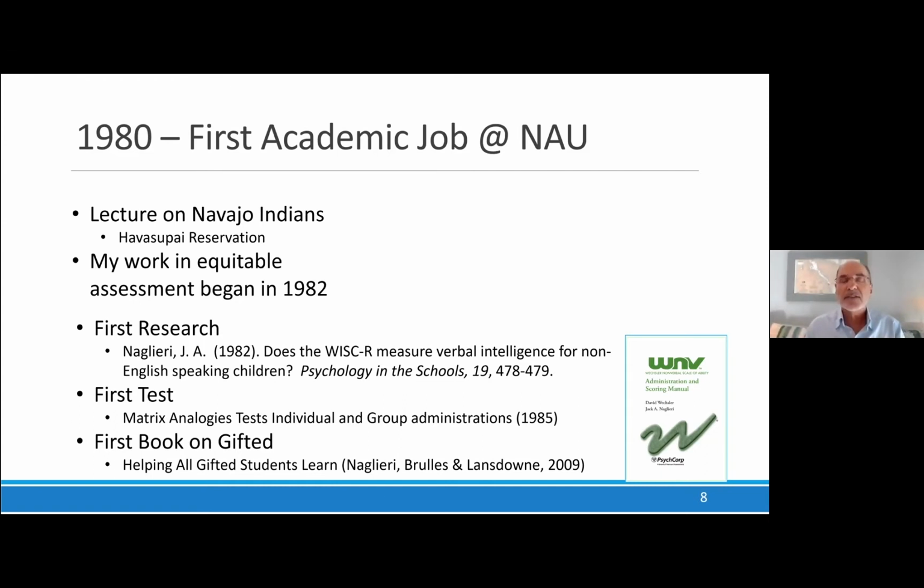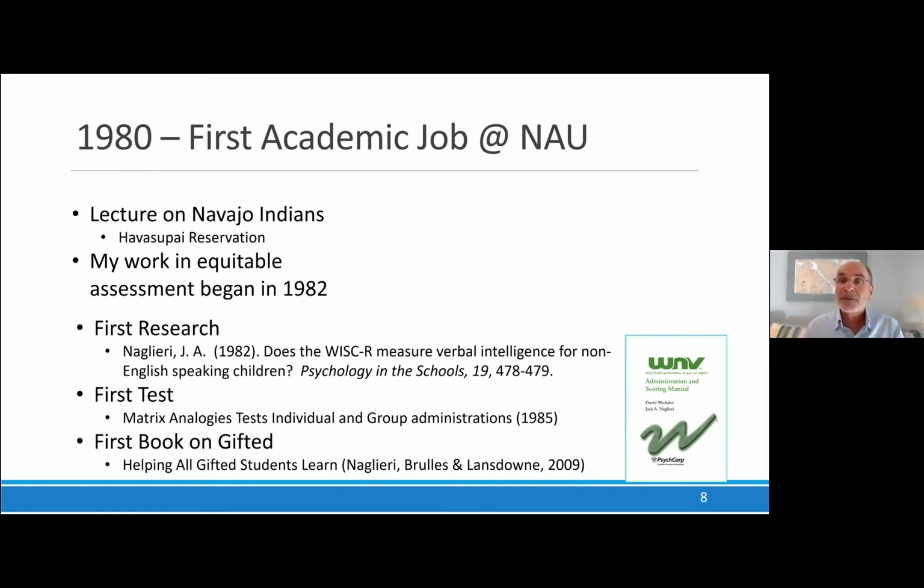And then I started to think, that's ridiculous. They don't speak English very well. Well, of course they're not going to get a high score on the verbal scale. So my first paper on this topic was, does the WISC-R really measure verbal intelligence for non-English speaking children? The answer obviously was no. Sometimes we miss the obvious. And this is where I really got interested in fair assessment.